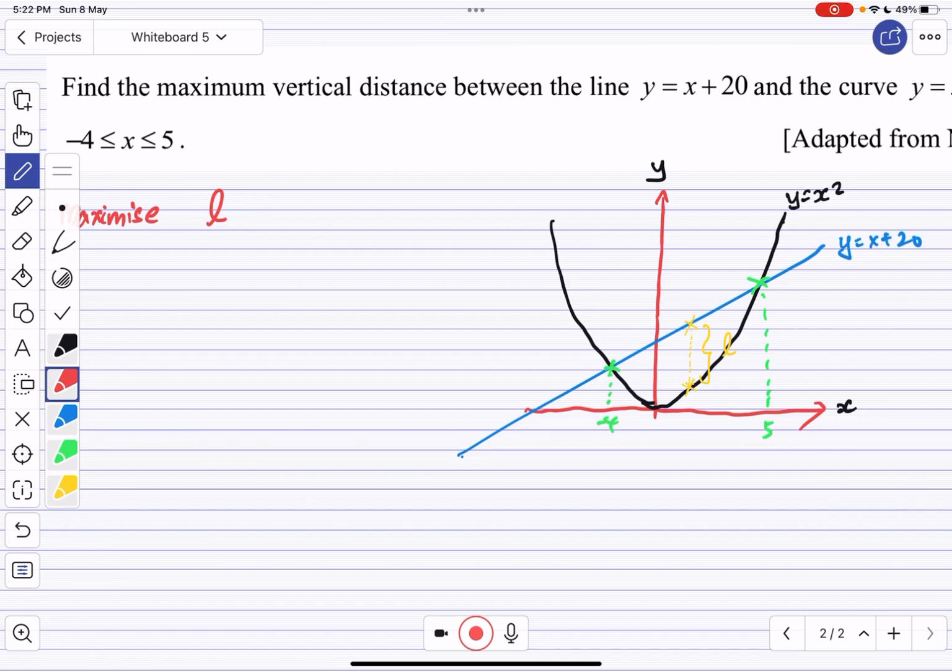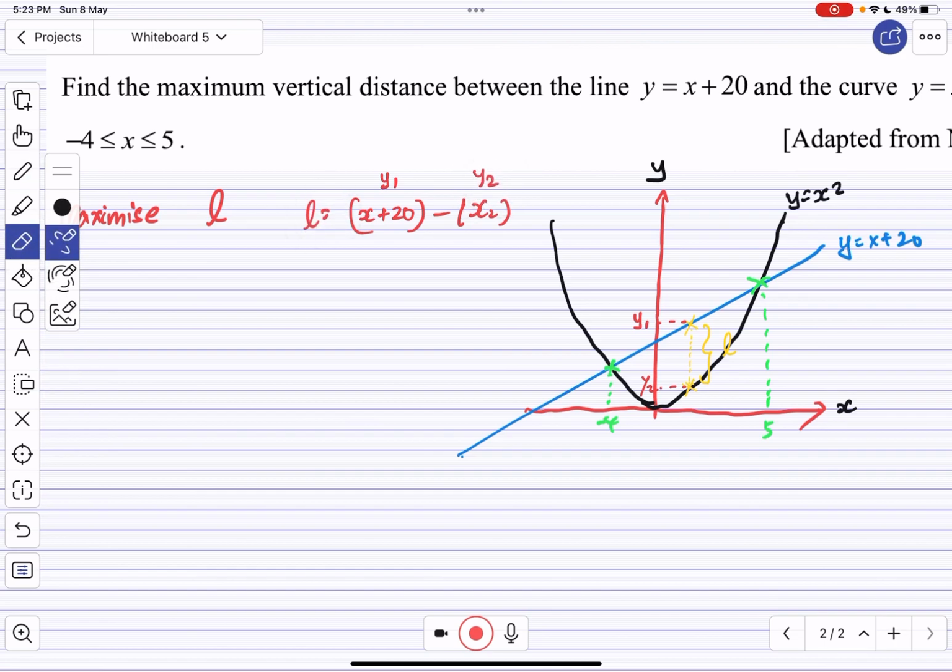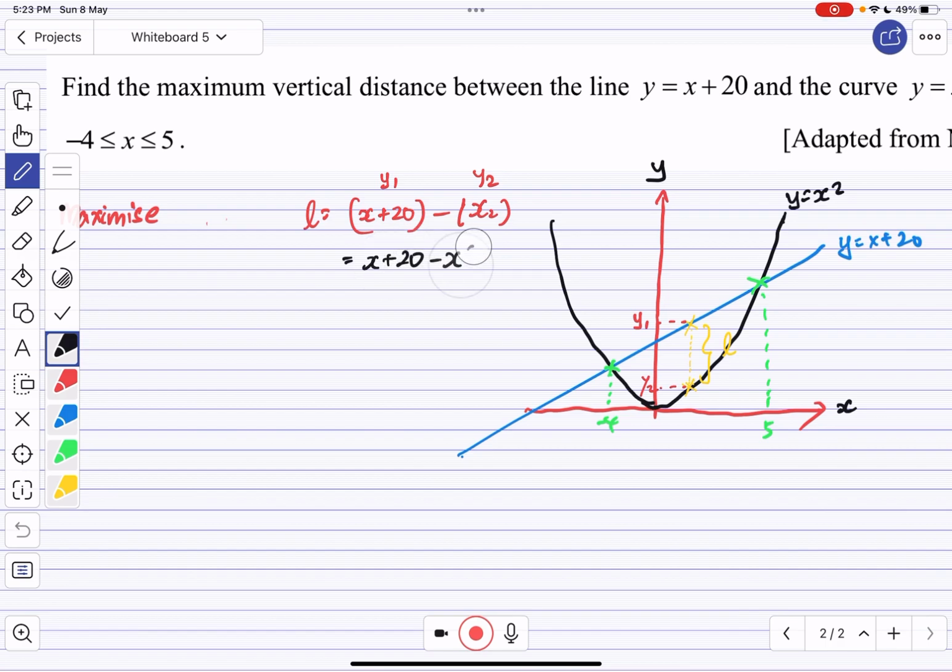And how do we find this L? Now this L is none other than the difference in the two y coordinates of the two functions. So on the blue line, this y here, which is a variable point, would be represented by x plus 20. This would be my y1, subtracting away y2, and y2 will just be x squared. So this is our L. Our L is a variable that is the difference between the two y values, and the two y values can be written in terms of x. So I have x plus 20, subtract away x squared.